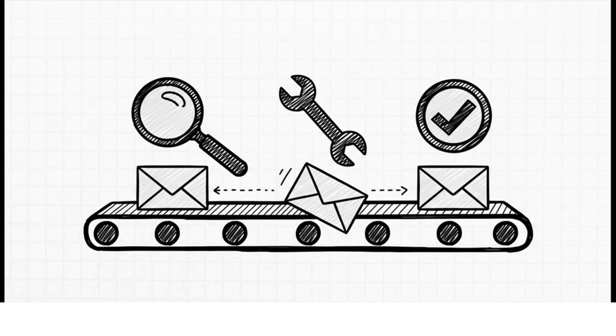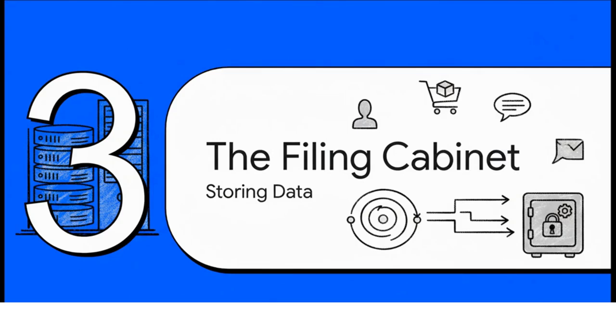Each one does its job and then says, okay, you're good, and passes the request to the next guard in line until it finally reaches its destination. So our application can think, but what about remembering things? User profiles, products, posts, all that information has to live somewhere. It needs to be stored in an organized and safe place. And that brings us to the database.